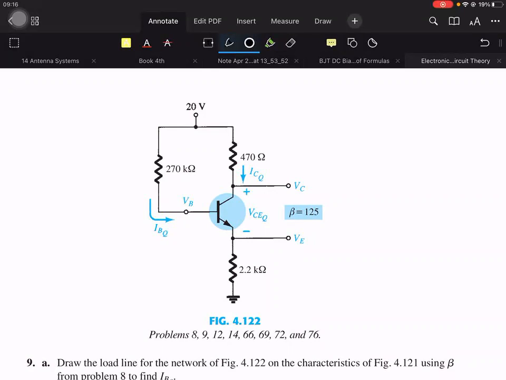So I'll write it here. For IB, IC, IE, and VCE, the usual parameters. Solve unless stated otherwise. So first we'll solve for IB.